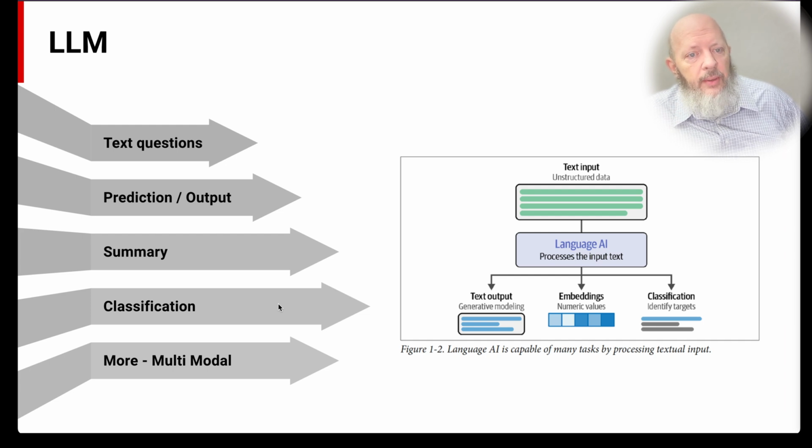We can start doing predictions. Hey, can you help me reword this sentence? Can you help me finish this sentence? We can do summary. I can send an article to ChatGPT or to a lot of things. Hey, can you summarize it? It can do classification. And some of the more advanced models can now do multimodal things. Hey, can you make a picture from this text?